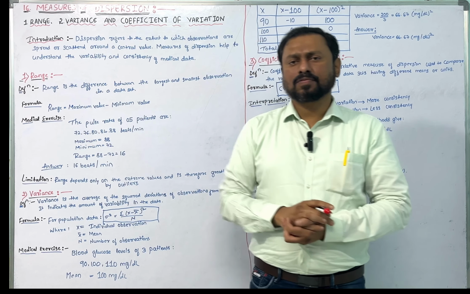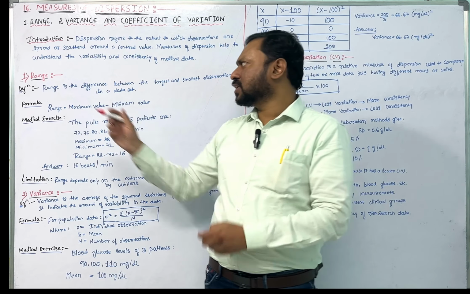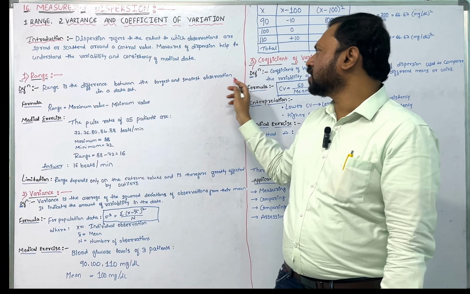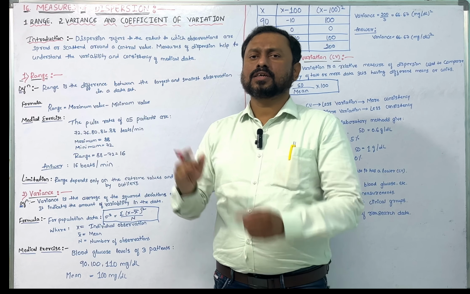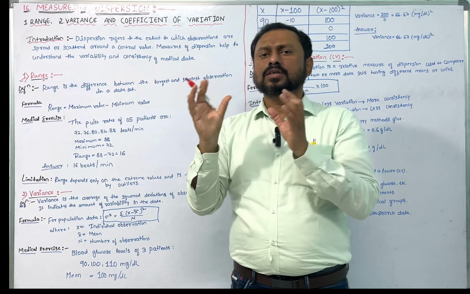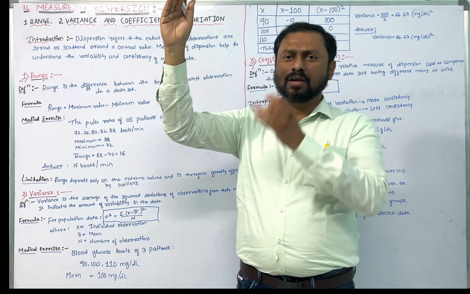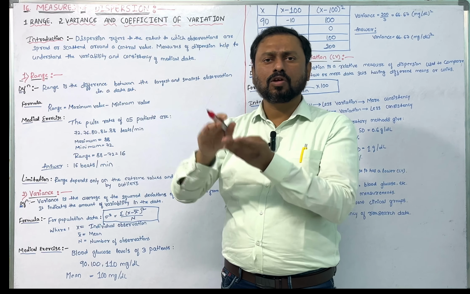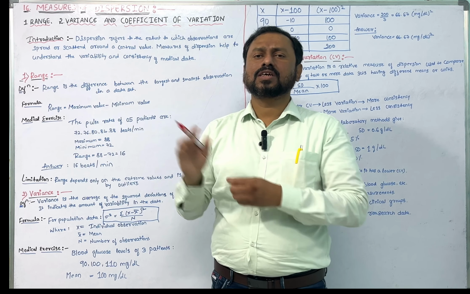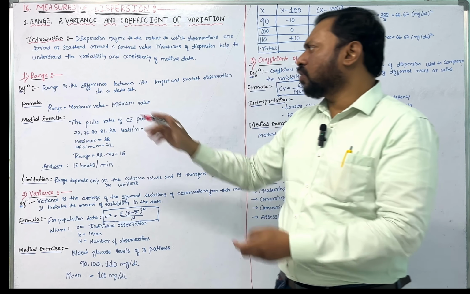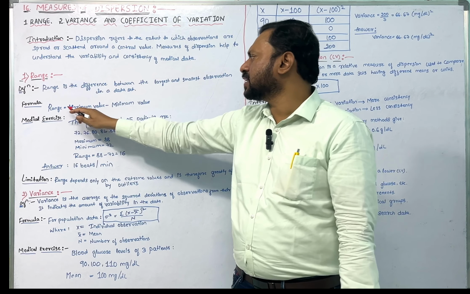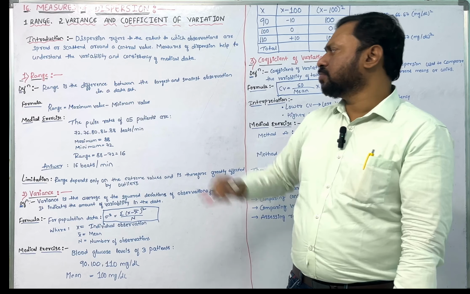The first topic is range. Range is the difference between the largest and smallest observation in the data set. You know, in some patients, when you collect data, the highest observation and the lowest observation, the difference itself is called the range. The formula is: range is equal to maximum value minus minimum value.